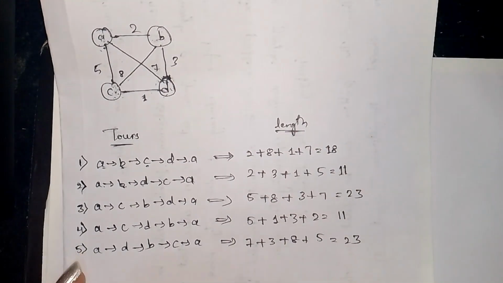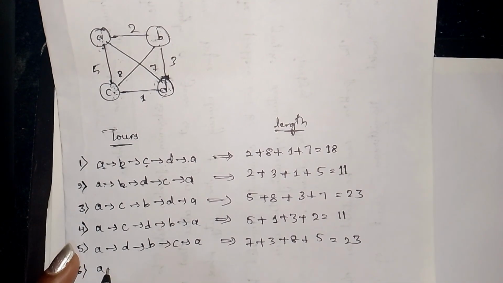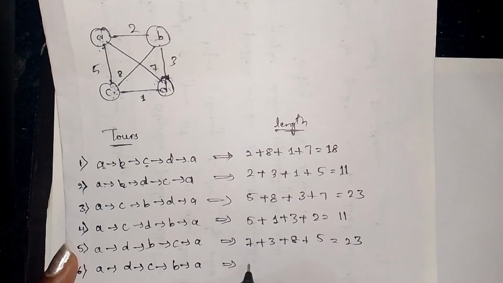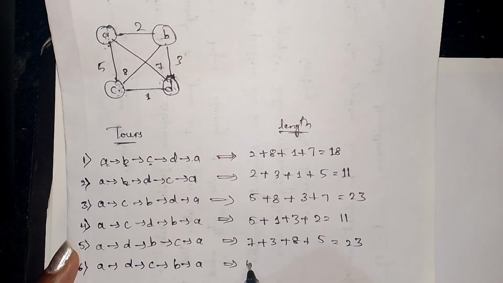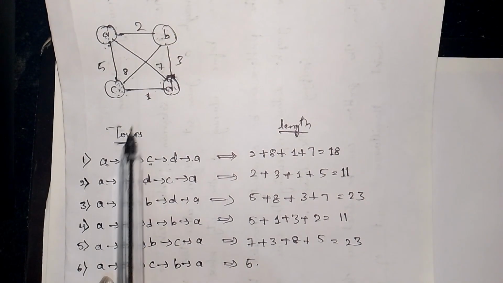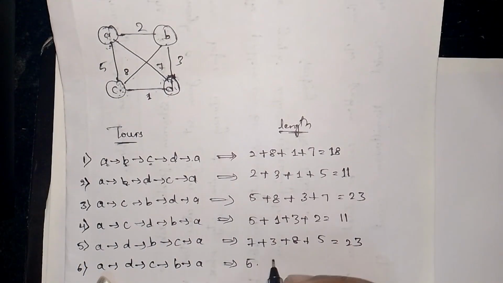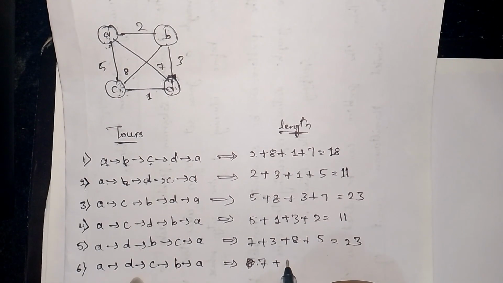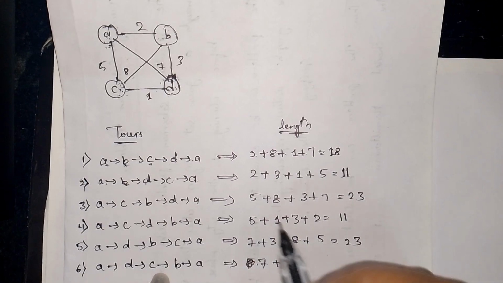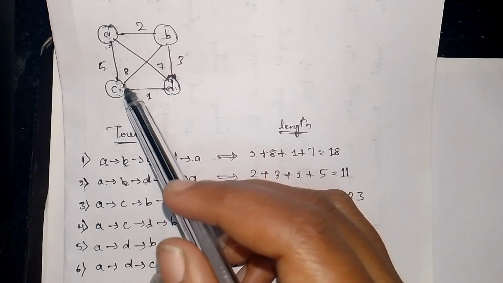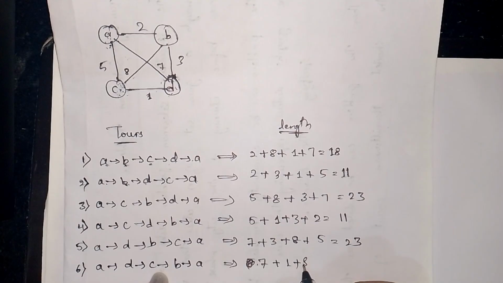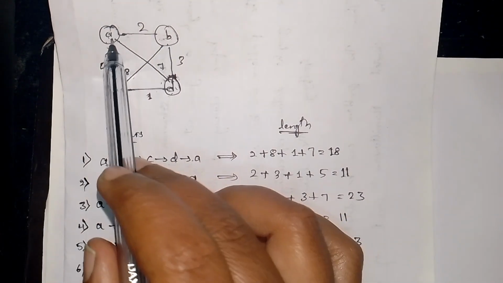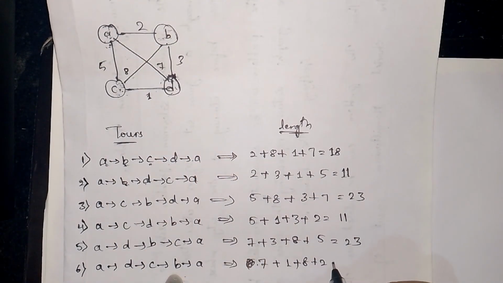Another path will be A to D, D to C, C to B, and B to A. Their distance will be A to D is 7, plus D to C is 1, plus C to B is 8, plus B to A is 2, which equals 18.